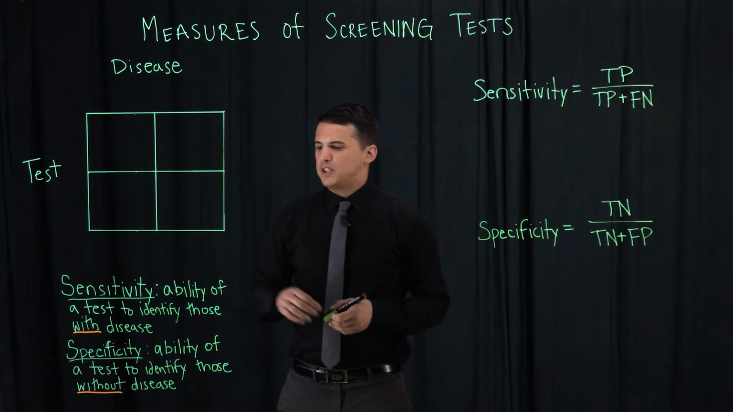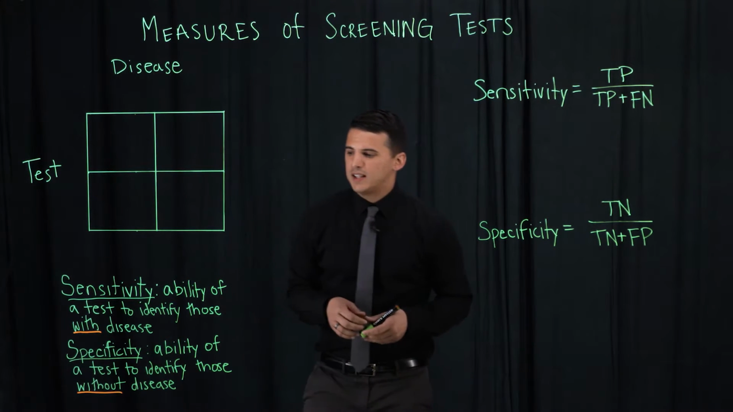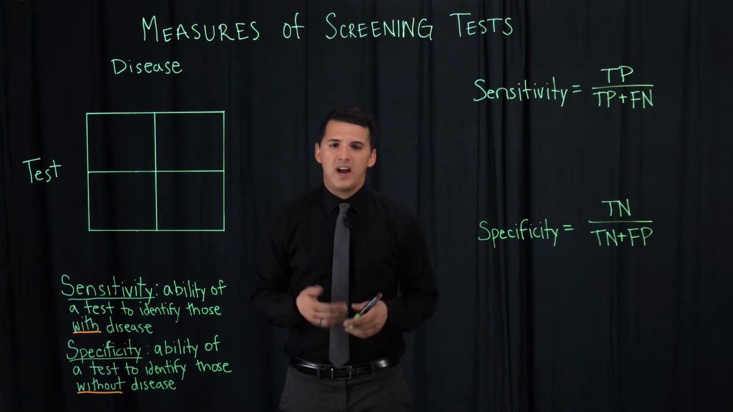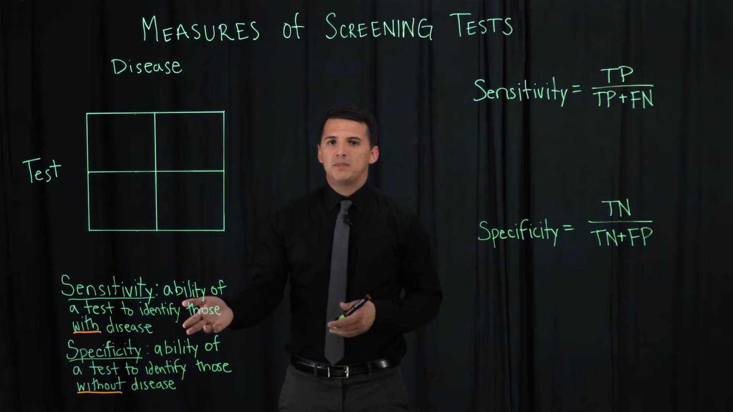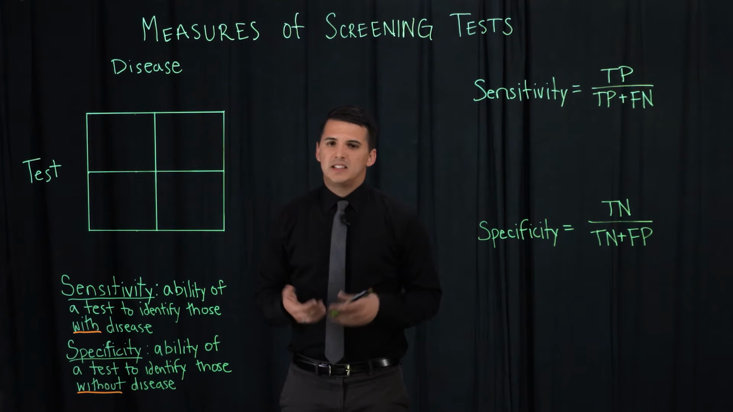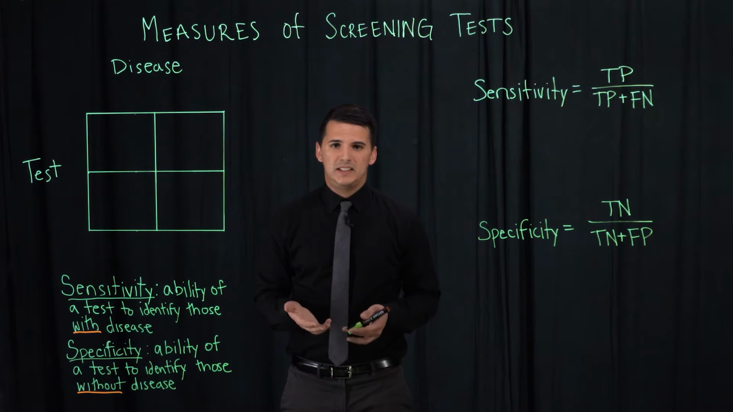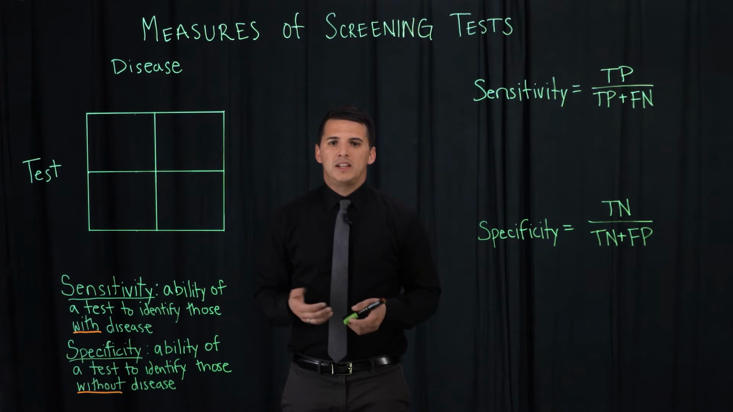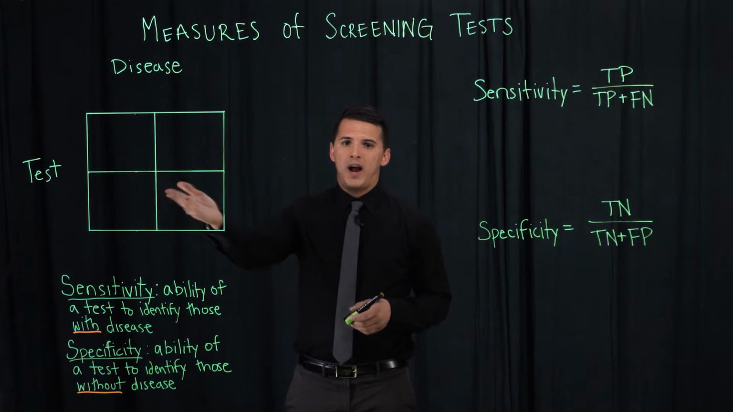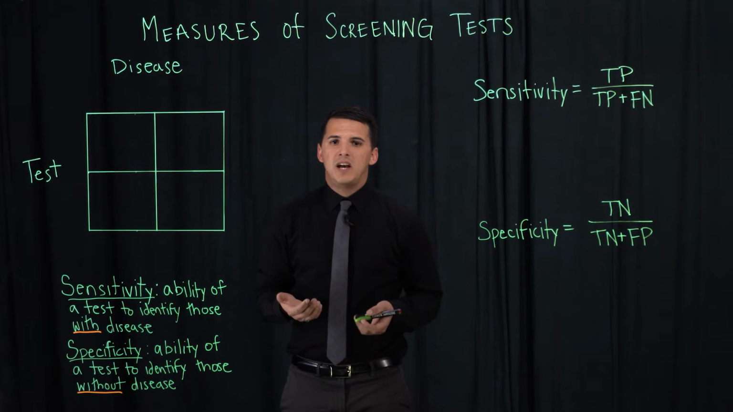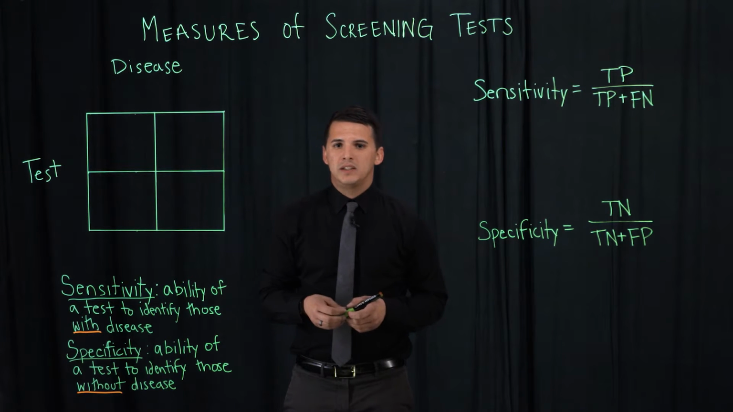So the sensitivity of a screening test is the ability of a test to identify those with the disease, while the specificity of a screening test is a test's ability to correctly identify those without the disease. So in order to calculate those, we use a 2x2 table as shown here, like we use with many other measures of association in epidemiology.